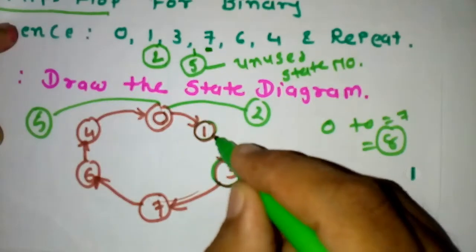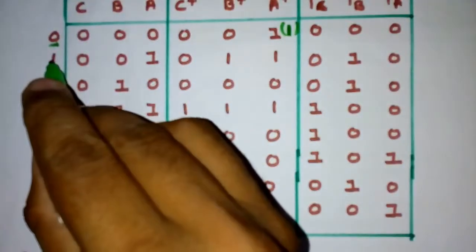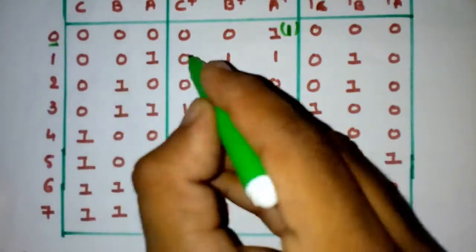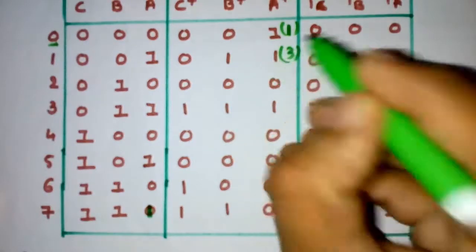What is the next state of 1? Next state of 1 is 3, so here 1 0 0 1. Next state of 3 is 3. 3 means 0 1 1.